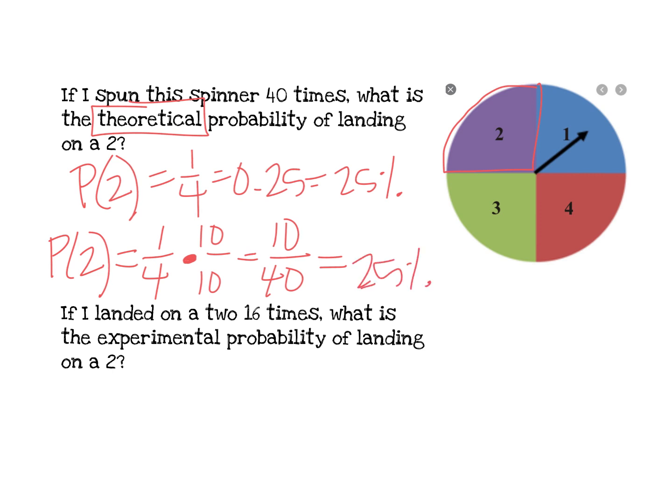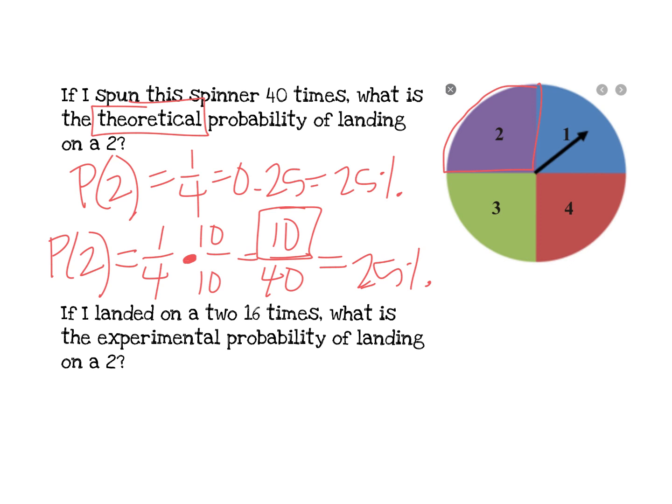So again, theoretically, if I spin the spinner 40 times, it should land on a 2 10 times. Just like theoretically it should land on a 1 10 times, it should land on a 3 10 times, it should land on a 4 10 times. Obviously, we know that it does not happen as it theoretically should.